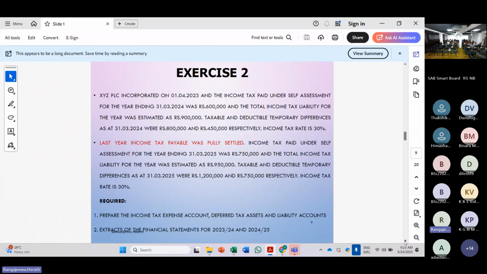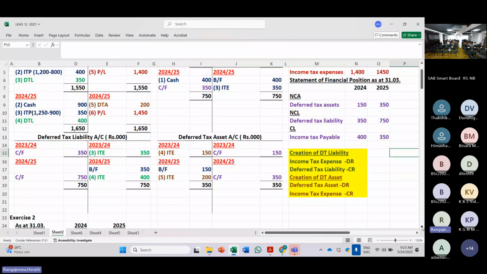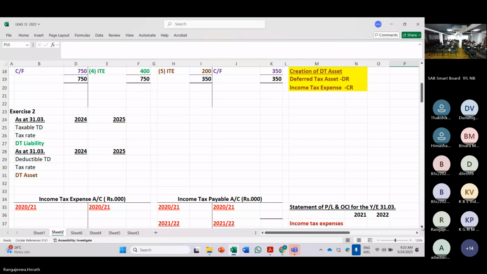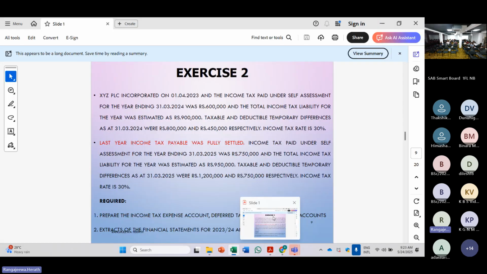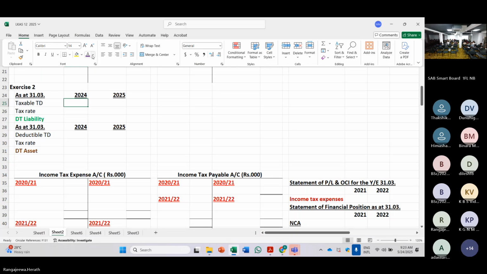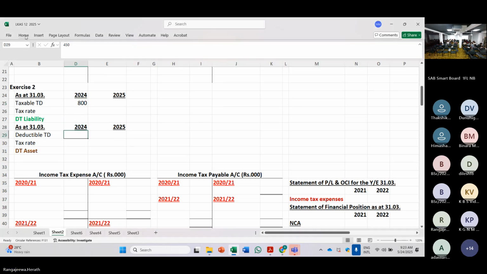Taxable and deductible temporary differences for the year are 800 and 450 respectively. 800,000 taxable temporary difference, 450,000 deductible temporary difference. Income tax rate is 30%. And first we need to calculate the deferred tax asset and liability. Before preparing the accounts, you can go for the calculation. So at the end of the first year, taxable temporary difference 800, deductible temporary difference 450.